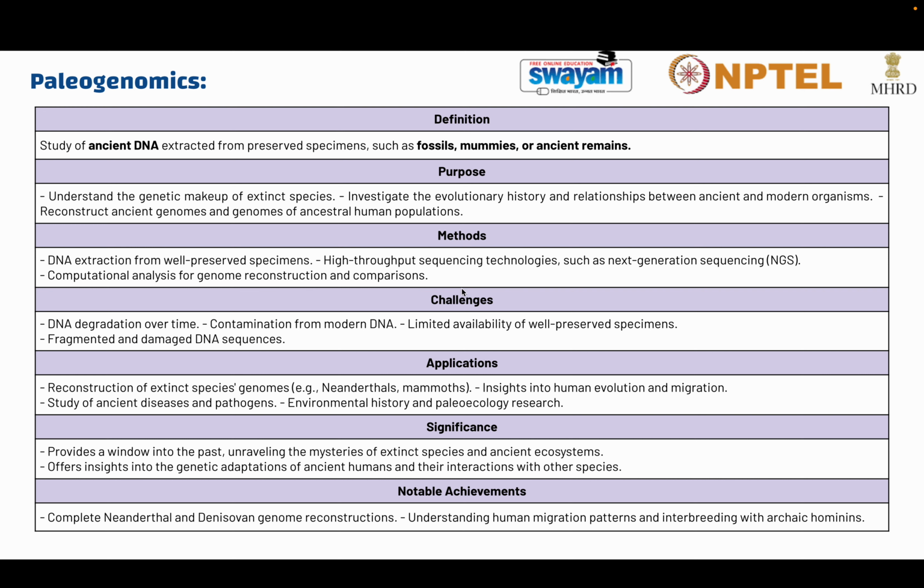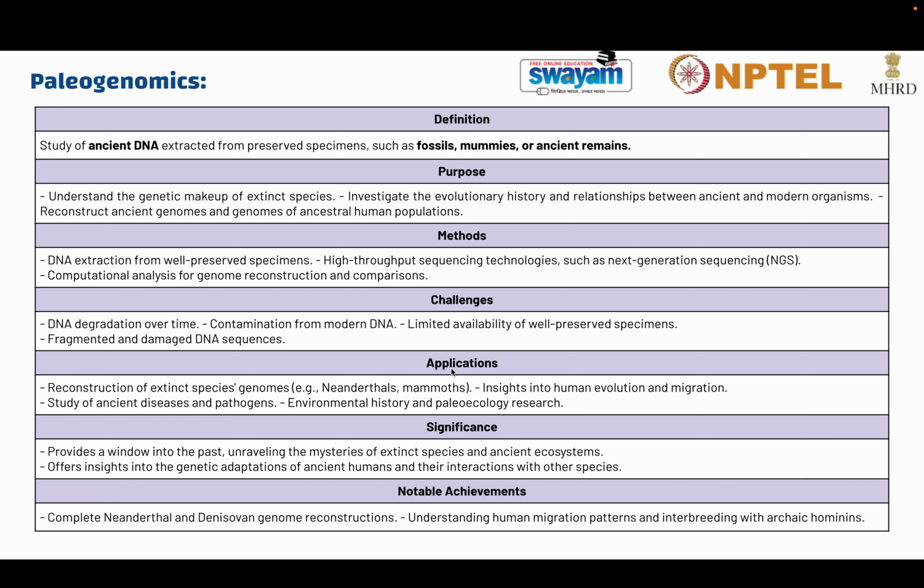Now, there are many challenges which you will face while performing paleogenomics. Those challenges are DNA degradation over time. With time, DNA gets degraded. If the remain is very, very ancient and not well preserved, then it will be degraded. Then there is contamination from modern DNA, which is possible, meaning the fossil may be contaminated with modern DNA. Then there is limited availability of well-preserved specimens, because there are very few samples which are well preserved. Then fragmented and damaged DNA. So these are the challenges we face during paleogenomics.